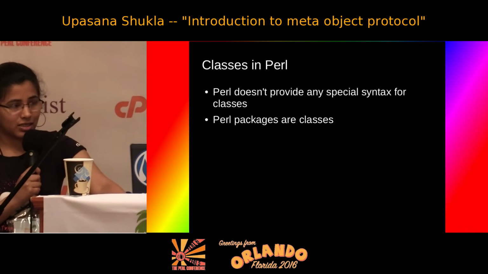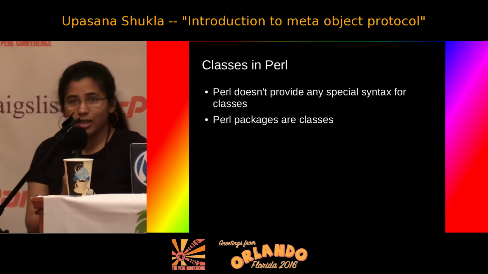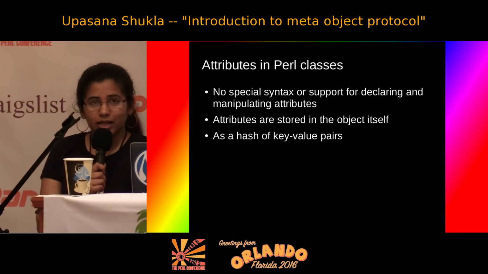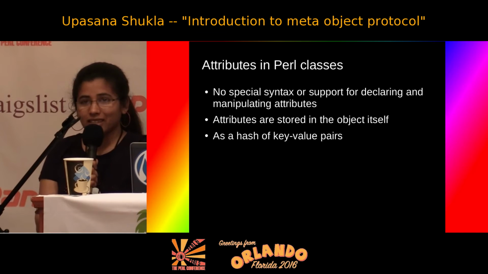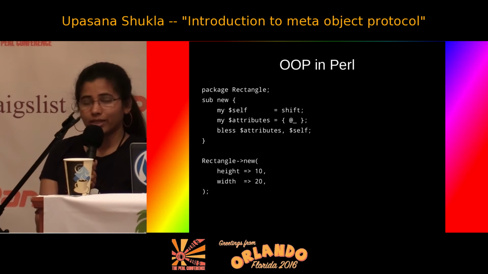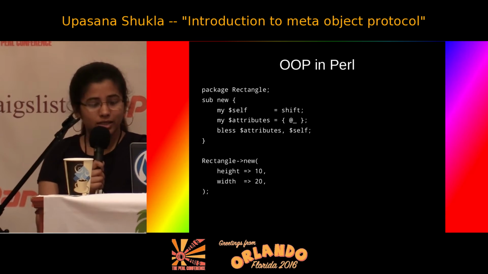Now let's discuss object-oriented programming in Perl. Perl doesn't really provide any special syntax for classes. Perl packages are classes. And attributes in Perl classes, again, there's no special syntax. They're stored in the object itself as a hash of key value pairs. And an object in Perl is a hash reference, which is blessed into a class.